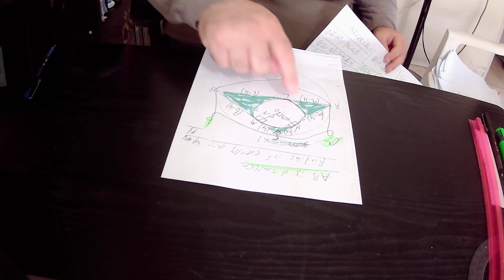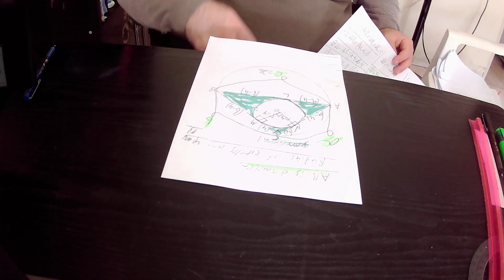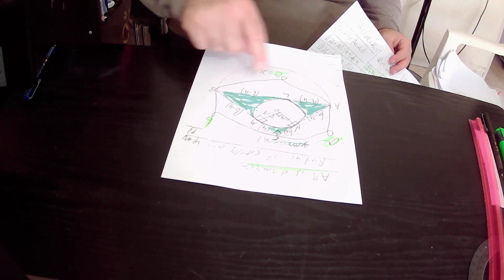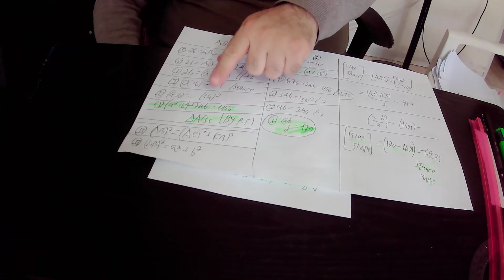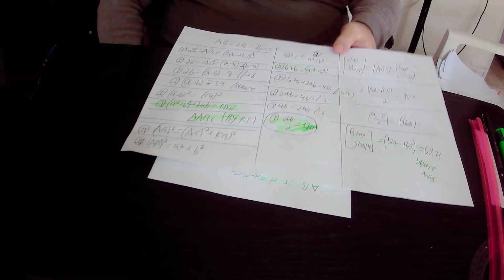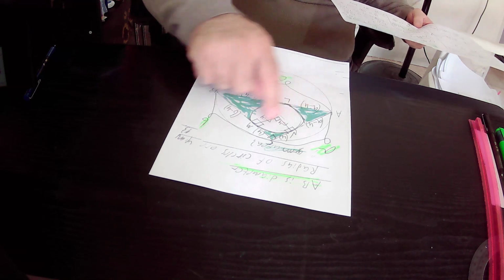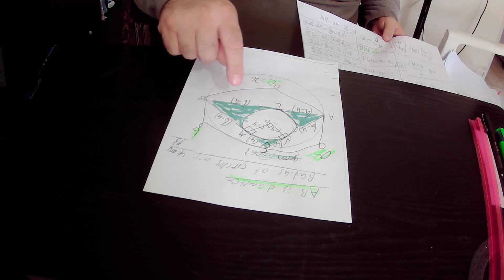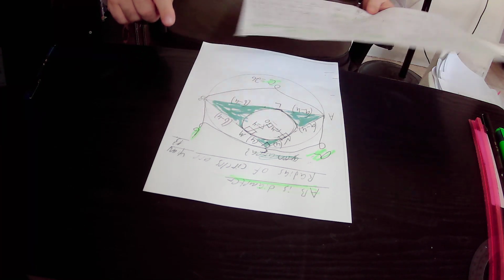Then we focused on the right triangle ABC. According to the Pythagoras theorem of the right triangle ABC, the square of the hypotenuse equals the sum of the squares of the perpendiculars. The hypotenuse is AB. So AB squared equals AC squared plus CB squared. AC is A, so AC squared is A squared, plus CB squared.